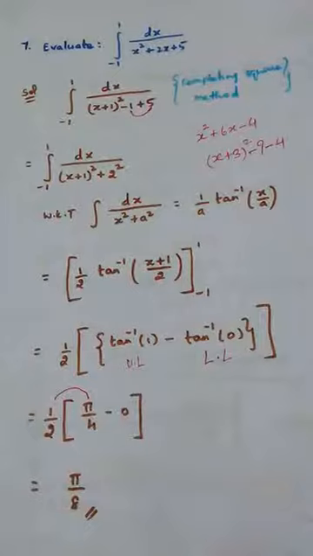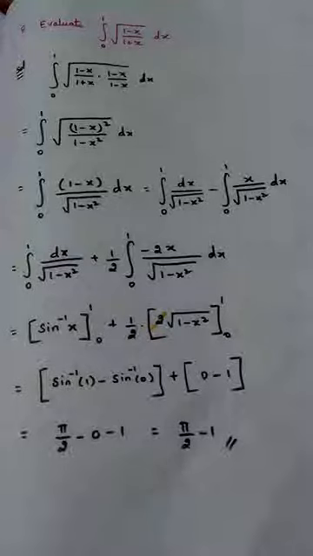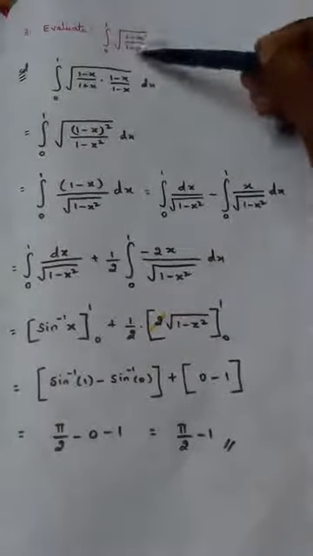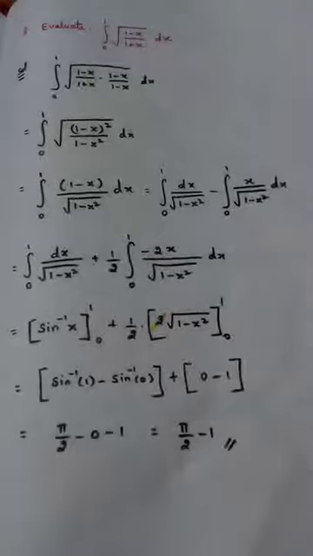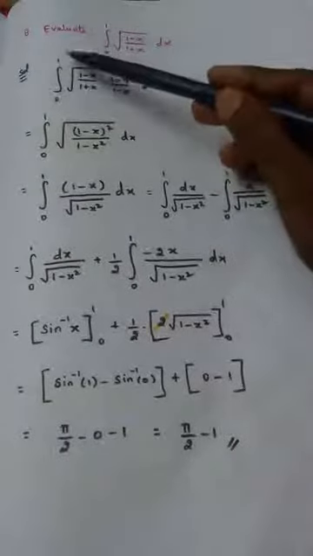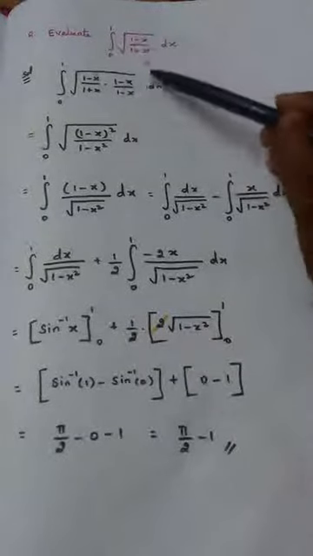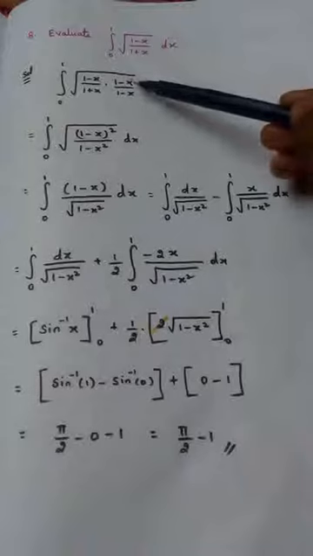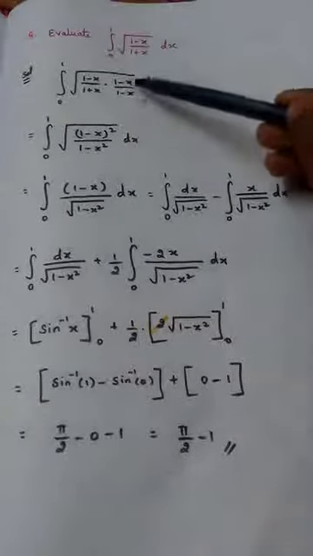Problem number 8. Evaluate the integral from 0 to 1 of root of (1 minus x) by (1 plus x) dx. Now the integration limit is 0 to 1. In the first step, inside the root we are taking the conjugate. The denominator is 1 plus x, so multiply and divide by 1 minus x.